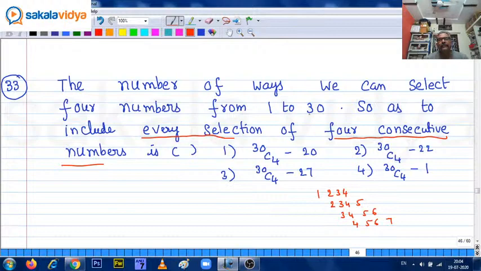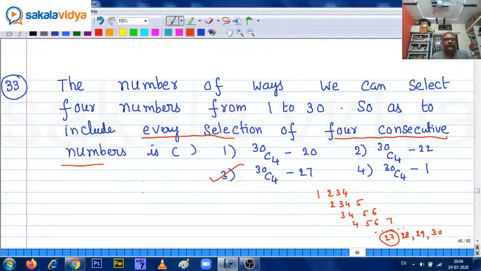Last one will be like this: 30, 29, 28, 27. See, there will be one starting with 27. Out of 30C4, 27 will be selections of four consecutive numbers. That's why we need to subtract 27. Third option is the right option.